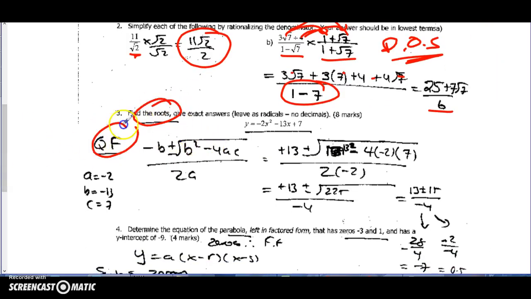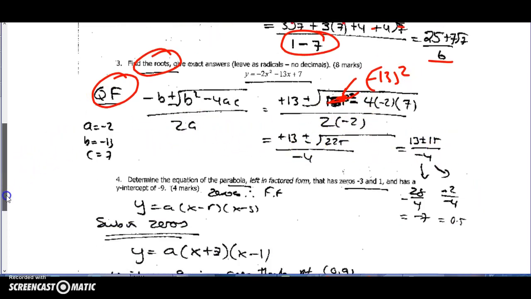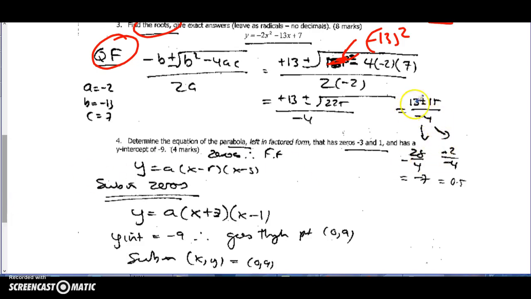Find the roots. Quadratic formula. Okay, what is in here is minus 13 all squared, and then work your way through it. Quadratic formula will be given to you. You end up with 13 plus 15 over 4, and 13 minus 15 over 4, which is minus 28 over 4, which is minus 7.5.